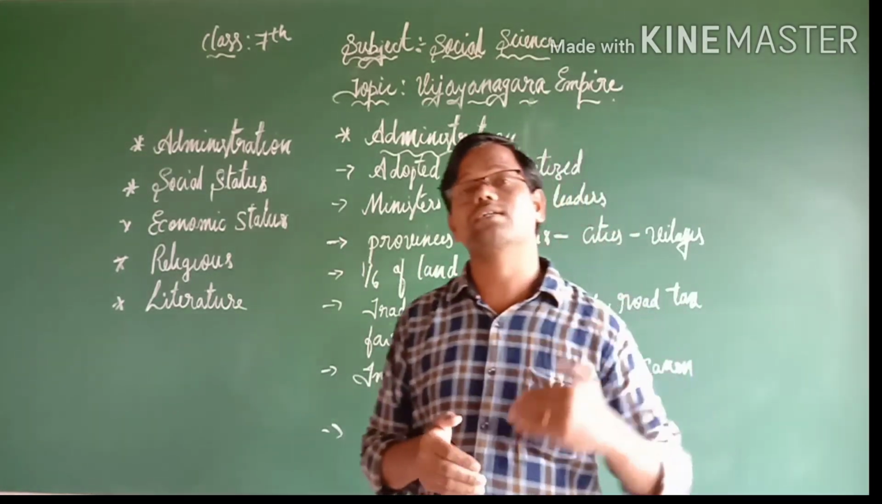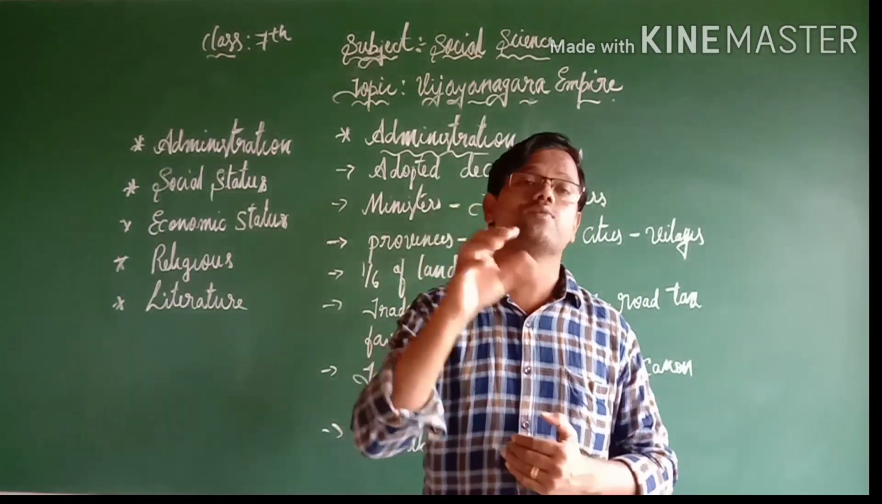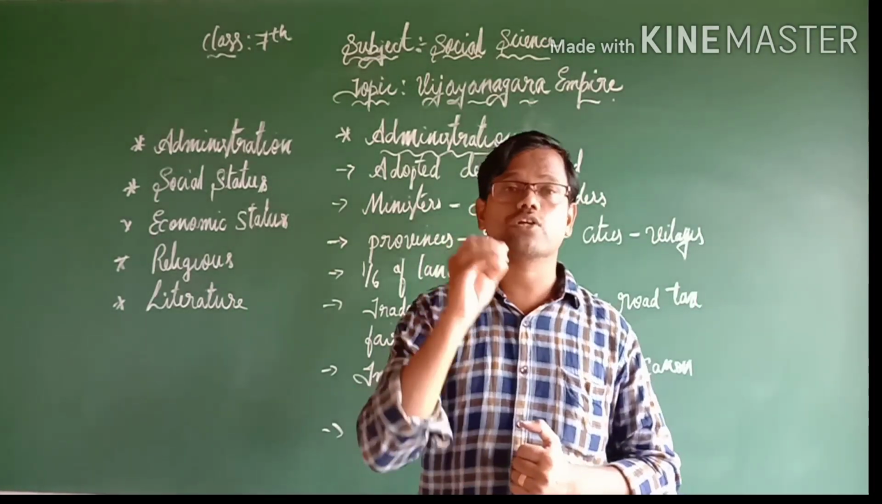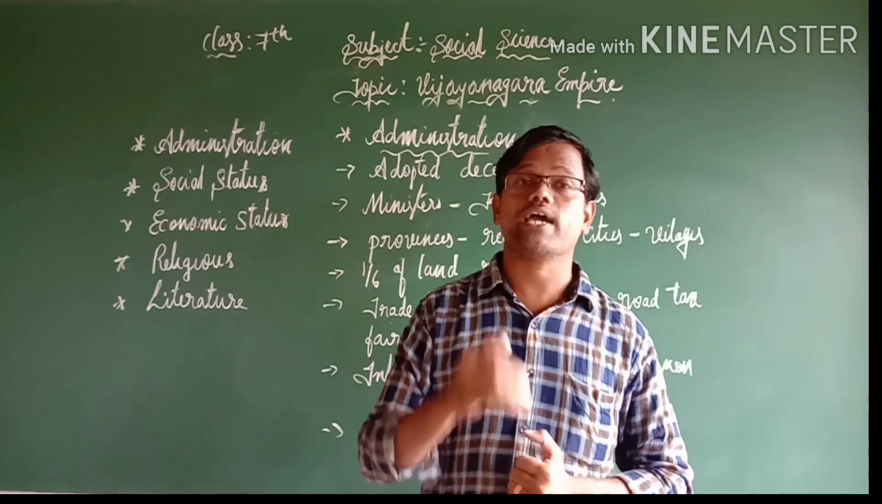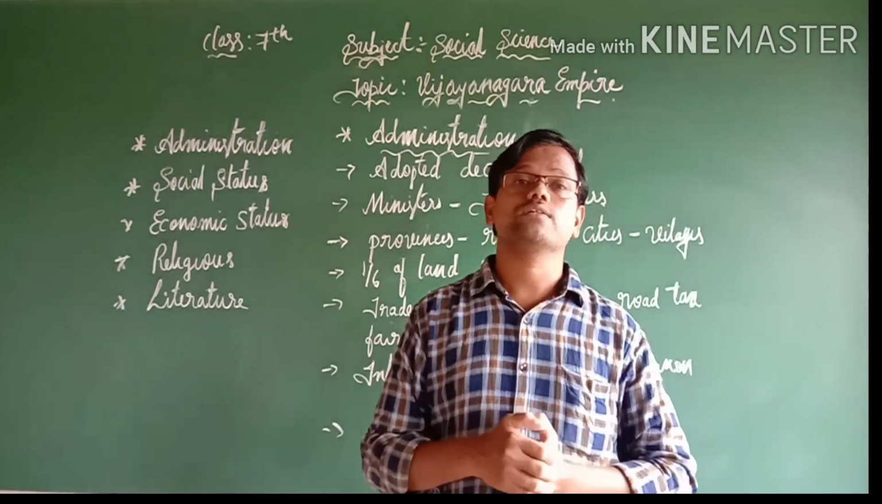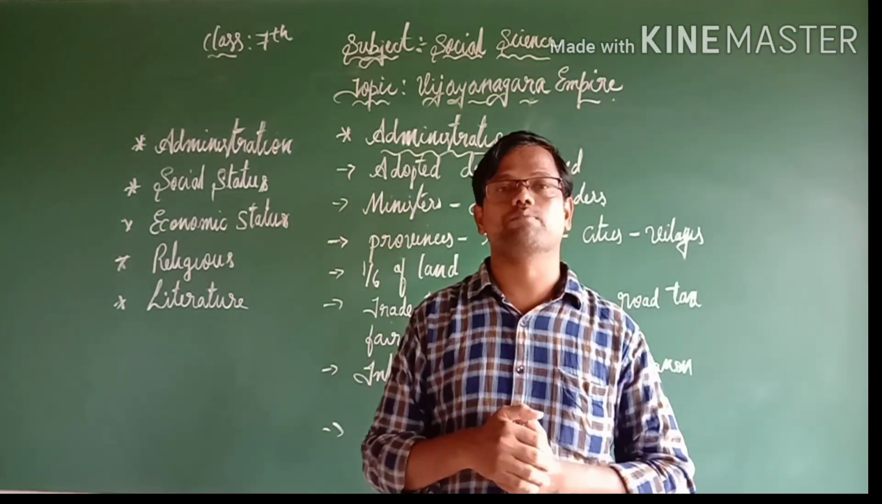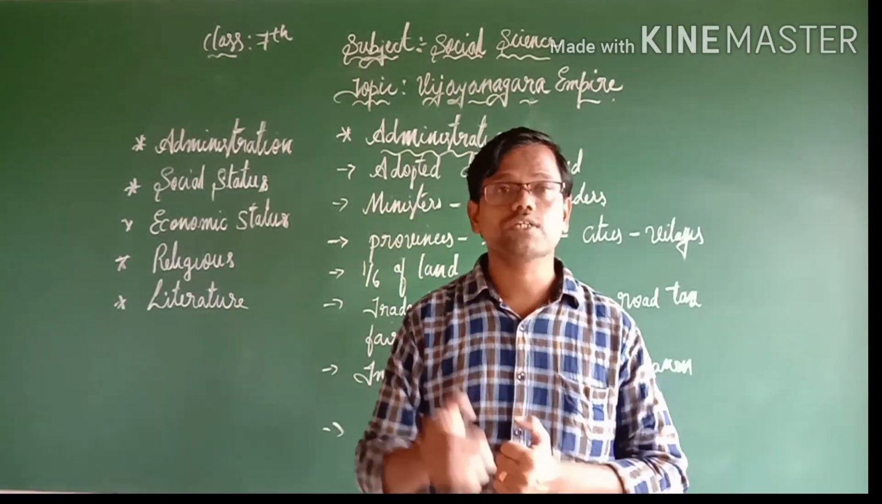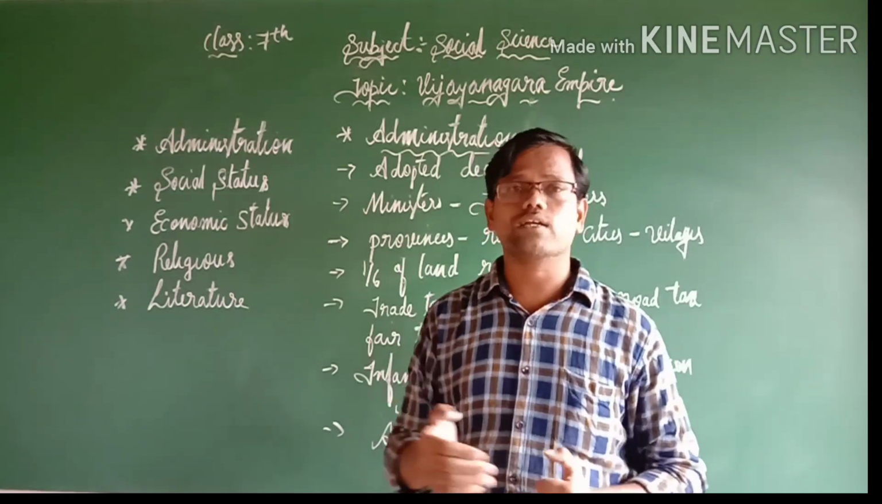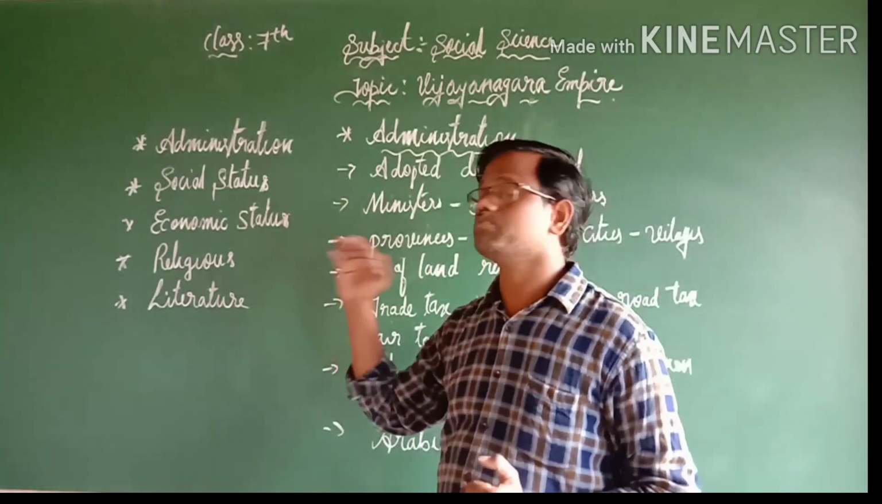In that we had discussed when the Vijayanagara dynasty was established, where it was established, who were the founders of this dynasty, what was the emblem of the Vijayanagara Empire, what were the four important dynasties who ruled the Vijayanagara Empire, and what were the achievements of Devaraya II as well as Krishna Devaraya. So in today's class we are going to discuss the other important points.